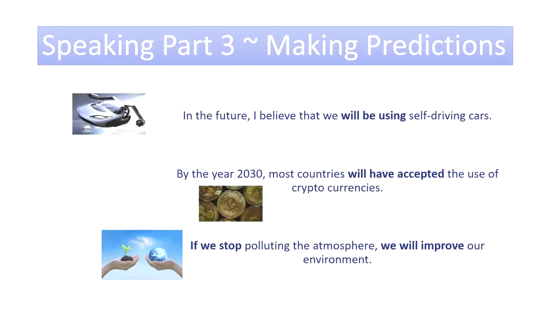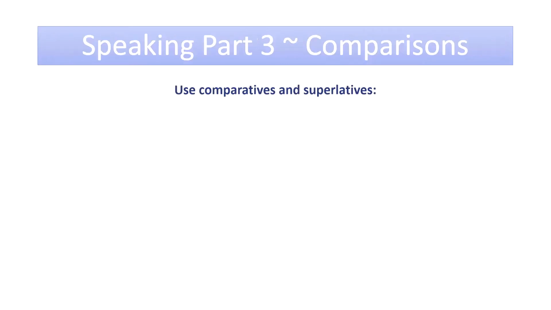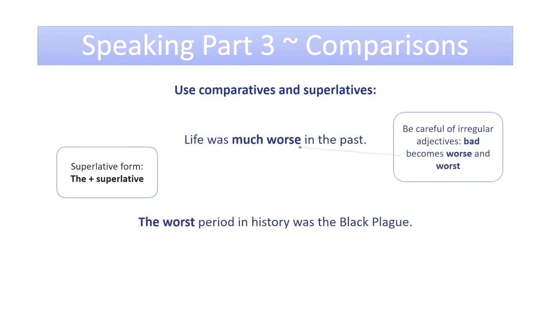If you have to make predictions, "In the future I believe that we will be using self-driving cars. By the year 2030, most countries will have accepted the use of cryptocurrencies. If we stop polluting the atmosphere, we will improve our environment." Look at all the different forms of the future that we can use. Comparisons. Life was much worse in the past. The worst period in history was the Black Plague.